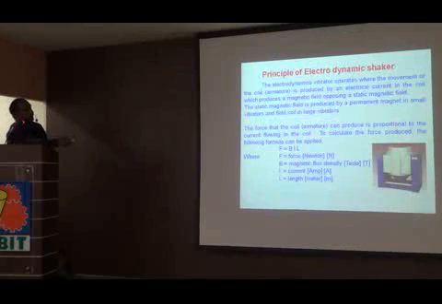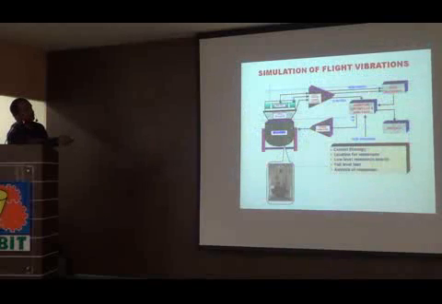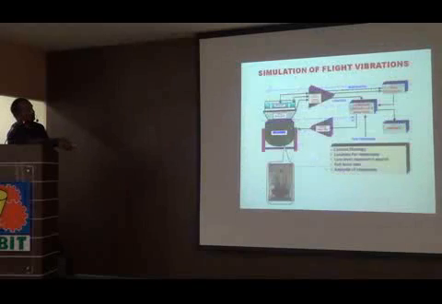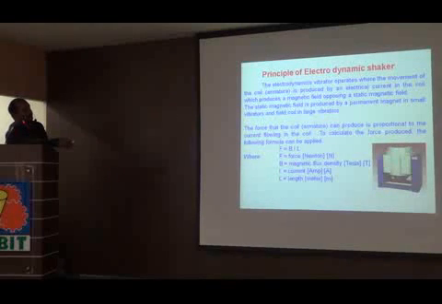So I will explain the components one by one. The first one is the electrodynamic shaker, the component which sits here. As I told you, it works on Fleming's left-hand rule: it has a magnetic field inside and a current-carrying conductor. Due to these two, you get a force perpendicular to these two quantities. The force is given by a formula like this.